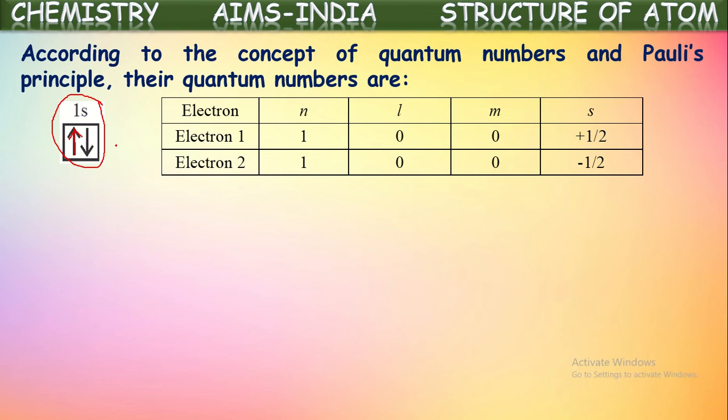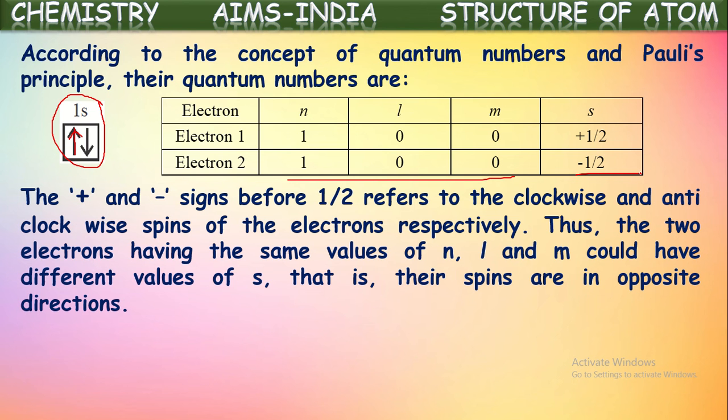If you see the second electron, as these two are in the same orbital, the n value, L value and m value will be the same for this also. But only the spin is different. So the s value will be minus half. In this way, we are getting the four quantum numbers for these two electrons. If you observe, the first three quantum numbers are the same. Only one is different.